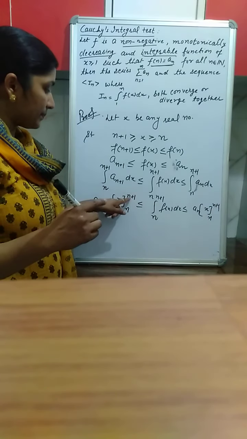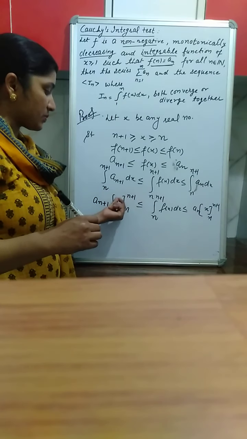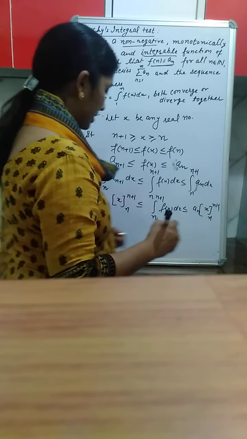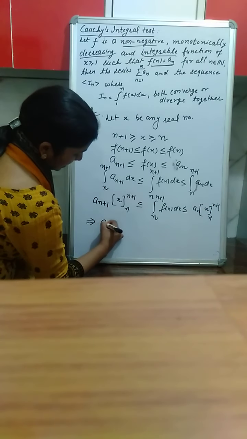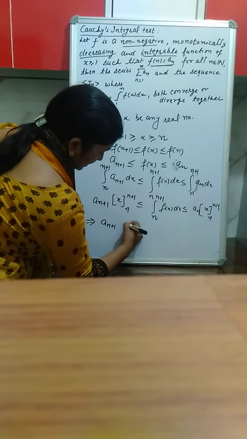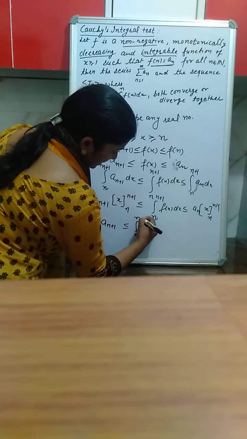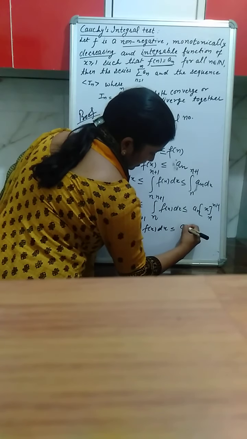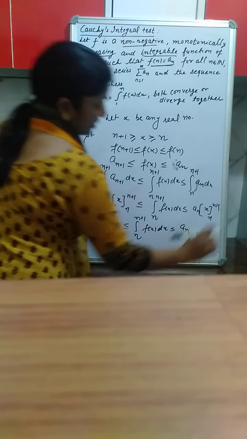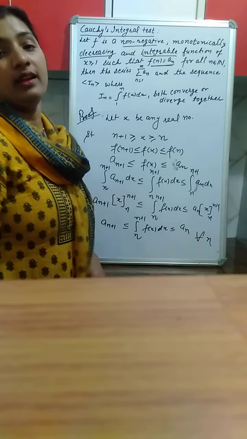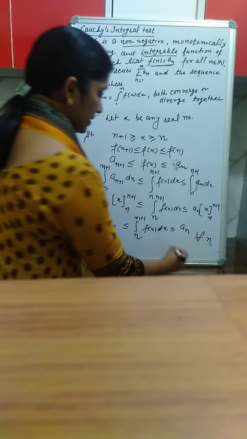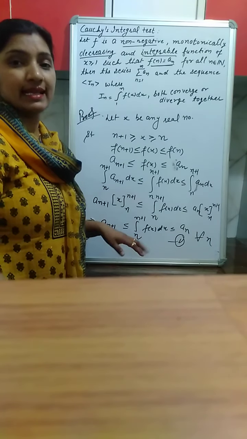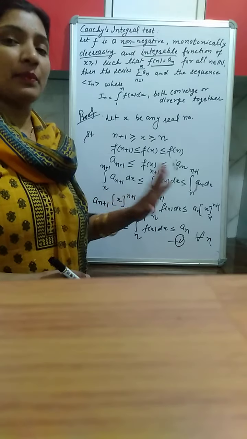Now what will it be? First we put the upper limit, and then the lower limit. It will be n plus 1 minus n, which is 1, and again n plus 1 minus n, which is again 1. So we get a_(n+1) is less than or equal to the integral from n to n plus 1 of f(x) dx, and this is less than or equal to a_n, and this can be done for all n when x lies between n and n plus 1. Let us take it as number one.